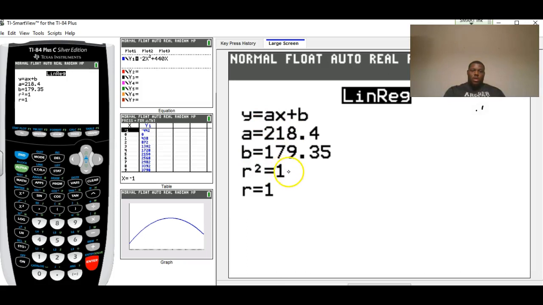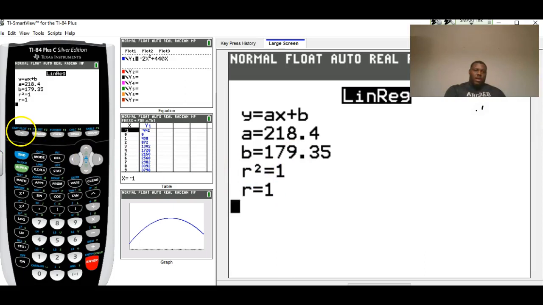Our R squared is 1. So remember, guys, you want your R squared to be as close to 1 as possible, if not exactly 1, because that means you've chosen the right equation. There's a high percentage chance you chose the right equation right there. So this is the equation we want.